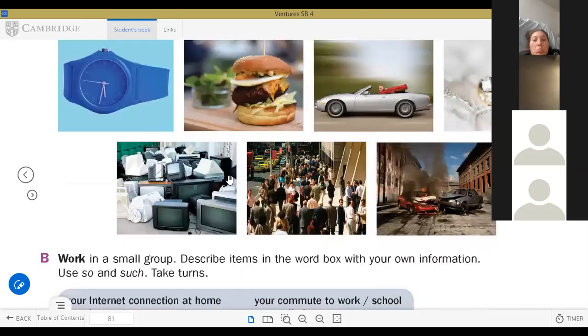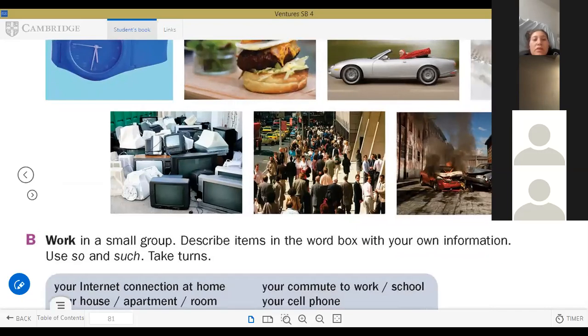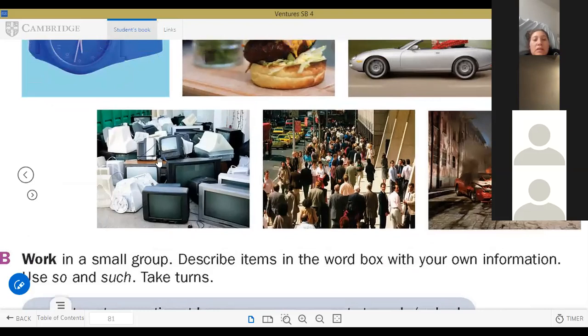All right. How about these TVs? Oh man. Those TVs are so old. Or they are such old TVs. They're such old TVs that nobody wants them. Right? They're such old TVs that nobody wants them.